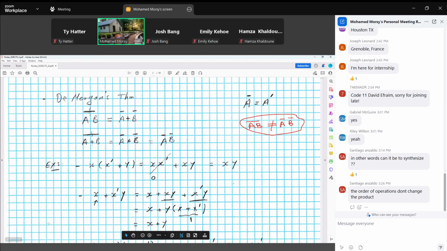But this is for A plus B inverted, not for A multiplied by B inverted. Okay? Everyone see De Morgan's theorem? Any question, please?